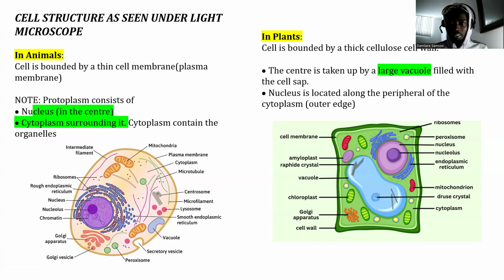Now, the nucleus is located along the periphery of the cytoplasm, the outer edge. Look at the diagram here. Look at where your nucleus is situated, at one side. Are you getting me? Outer edge. But in animal, it can actually be at the center. It can be anywhere. But basically, because of the large vacuole in plants, you can see the nucleus at one side.